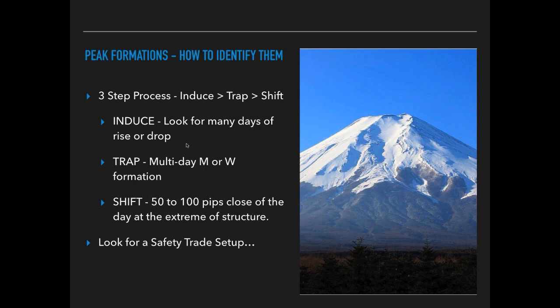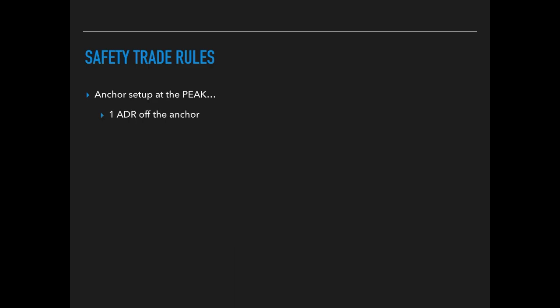Once you have these conditions, you can look for a safety trade setup. So what is a safety trade setup? What are the rules that we're looking for when we're trading a safety trade? First, you're going to have to identify the peak. You're going to have an anchor set up at the peak, peak formation. 180 off the anchor, so that's the close of the day at the extreme of structure. What I'm talking about is usually 50 to 100 pips. That's the range that we're looking for.